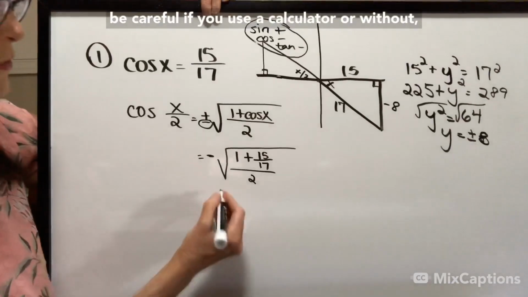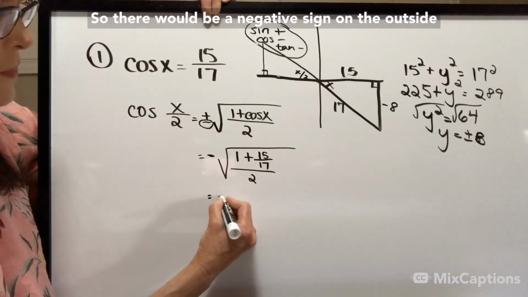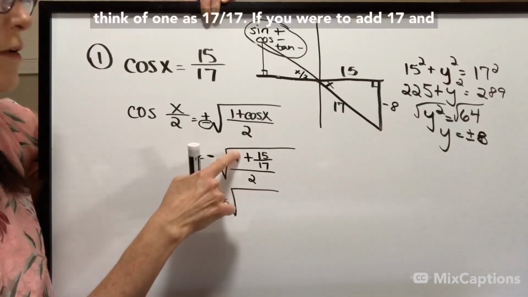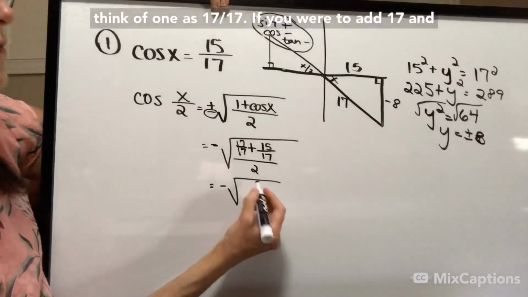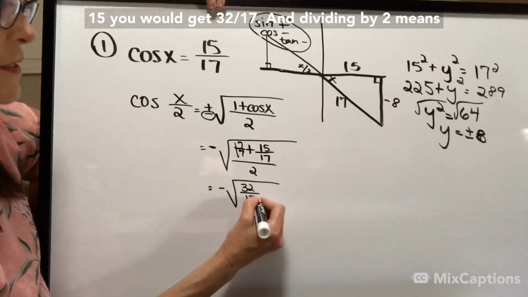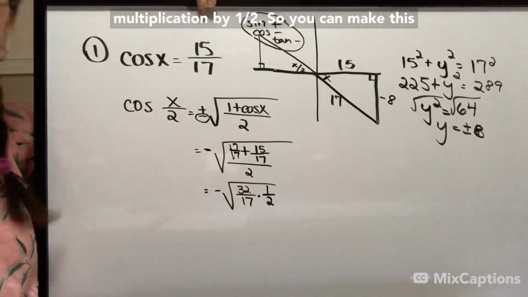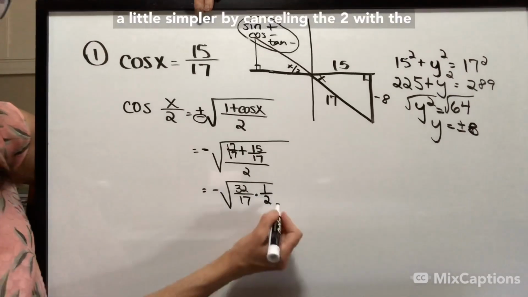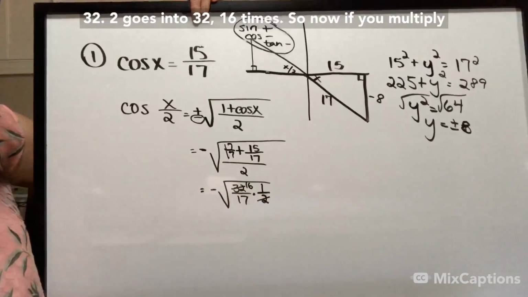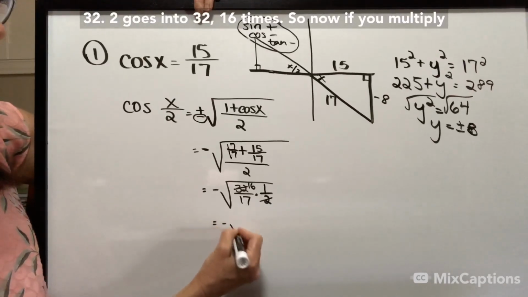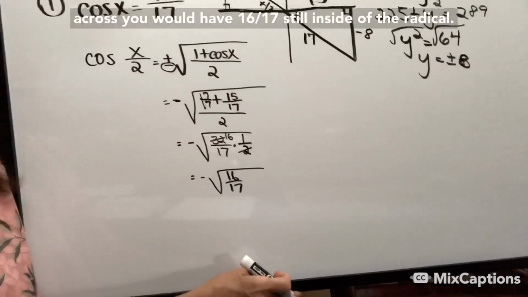And again, be careful if you use a calculator or without. Either way, you have to make sure you do it correctly. So there would be a negative sign on the outside. Think of 1 as 17/17. If you were to add 17 and 15, you would get 32/17. And dividing by 2 means multiplication by half. So you can make this a little simpler by canceling the 2 with the 32. 2 goes into 32 16 times. So now if you multiply across, you would have 16 over 17, still inside of the radical.